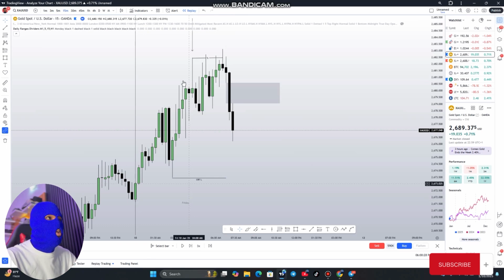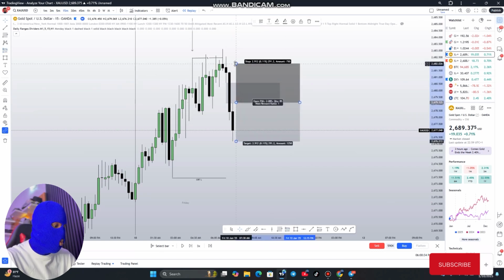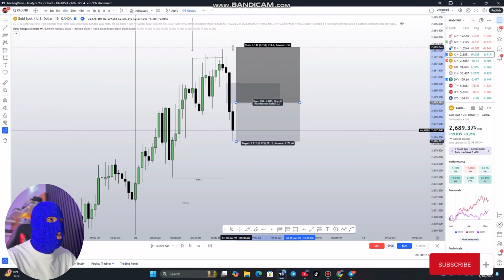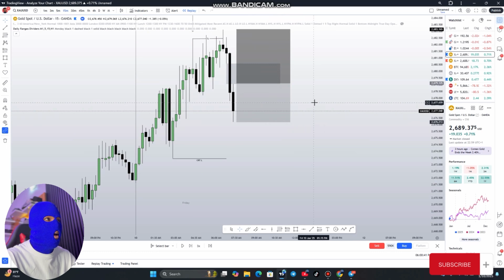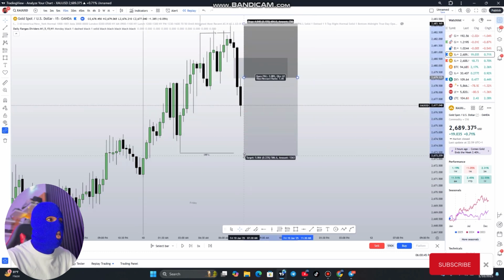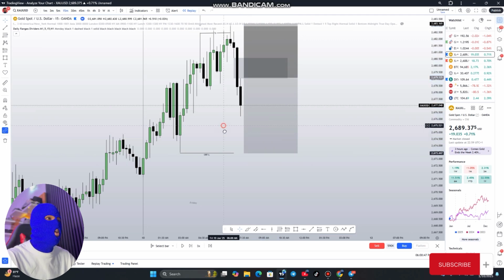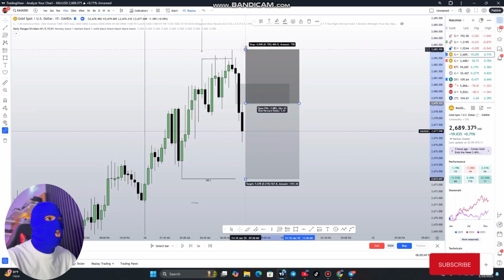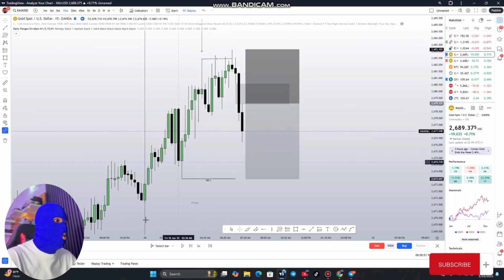Since we've identified our fair value gap, we want to be taking the trades directly off the fair value gap, and then our stop loss will be at the recent swing high, which happens to be that turtle soup there. Then we want to be targeting the next low of liquidity, which is this here. So this is probably like a 1 to 2 risk reward ratio, and let's see how this trade plays out.